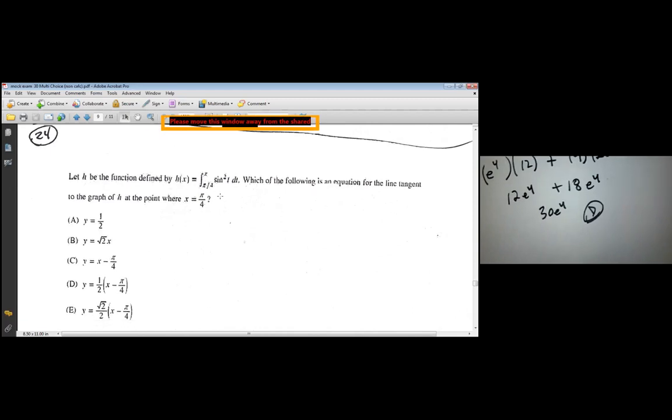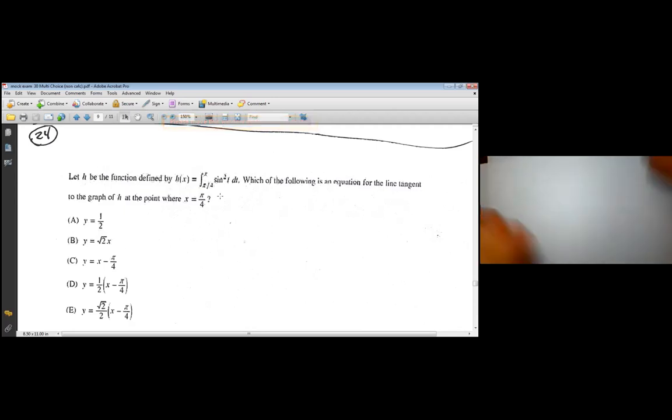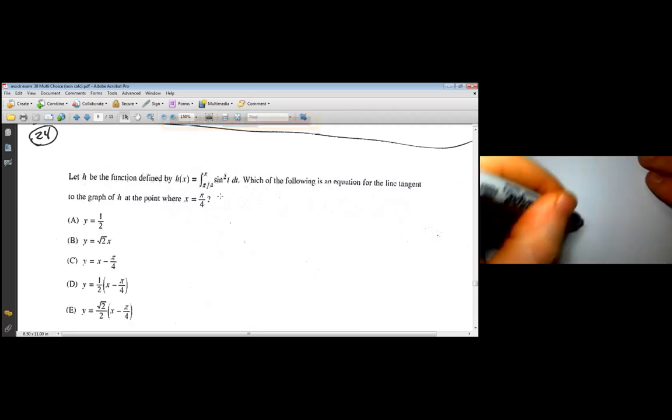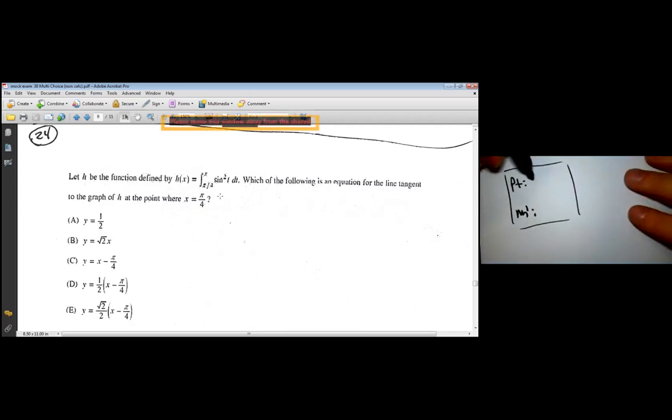All right. Let h be a function defined by that thing. Which of the following is the equation for the tangent line? So let's not lose track of what we're looking for. Looking for a tangent line, which means I should make a box. And in that box is going to be a point and a slope. Pi over 4 comma something.